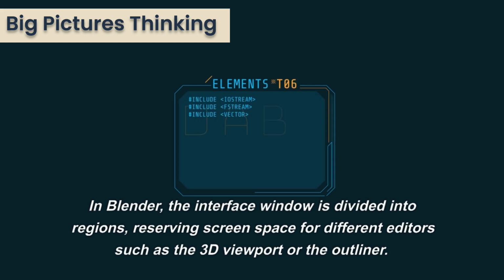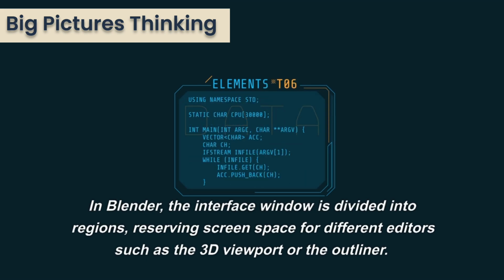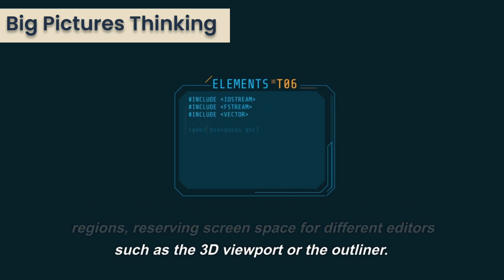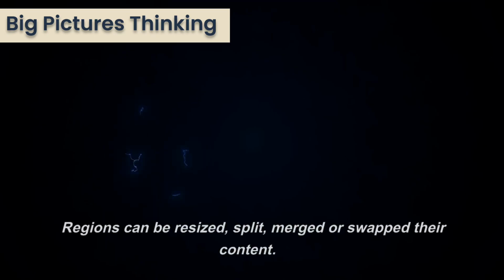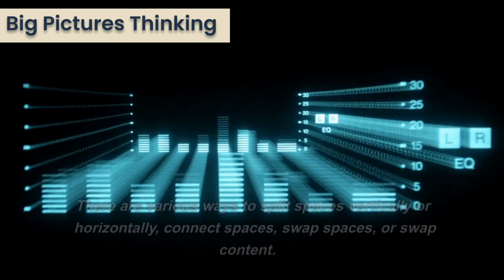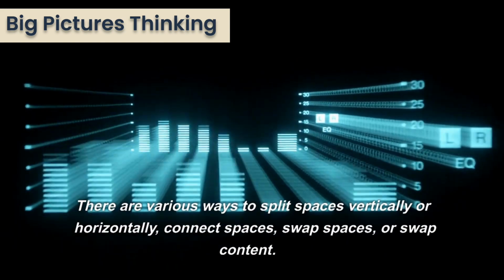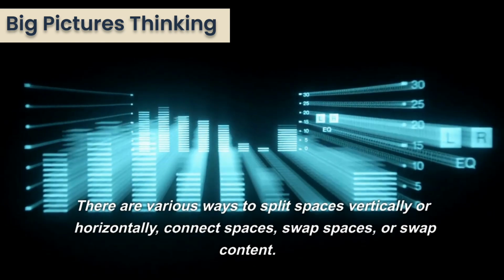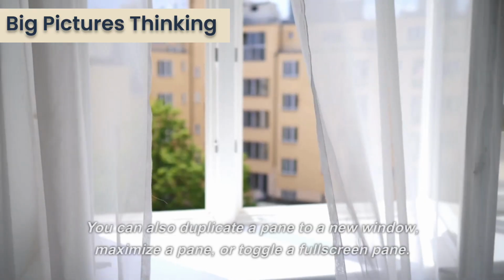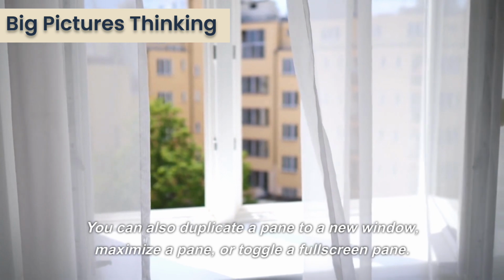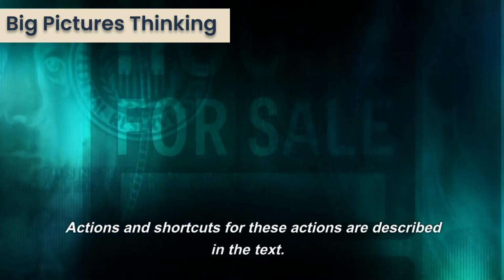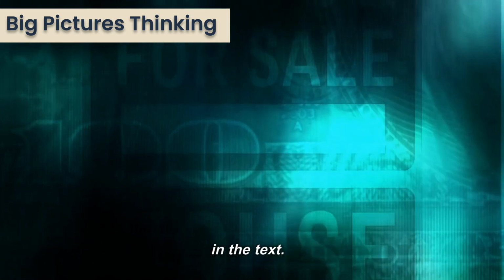In Blender, the interface window is divided into regions, reserving screen space for different editors such as the 3D viewport or the outliner. Regions can be resized, split, merged, or have their content swapped. There are various ways to split spaces vertically or horizontally, connect spaces, swap spaces, or swap content. You can also duplicate a pane to a new window, maximize a pane, or toggle a full-screen pane. Actions and shortcuts for these actions are described in the text.